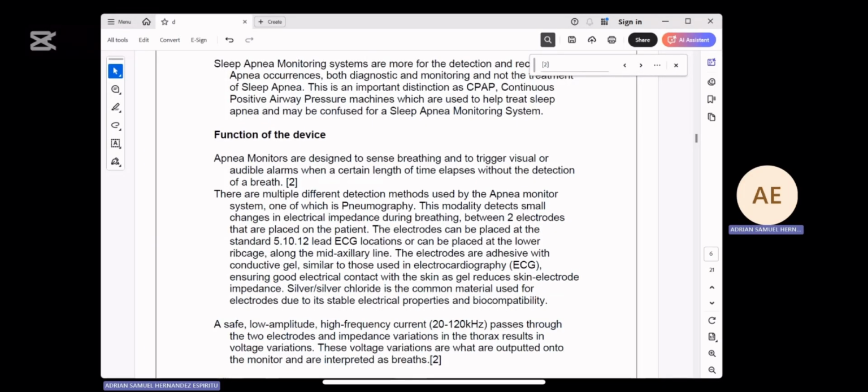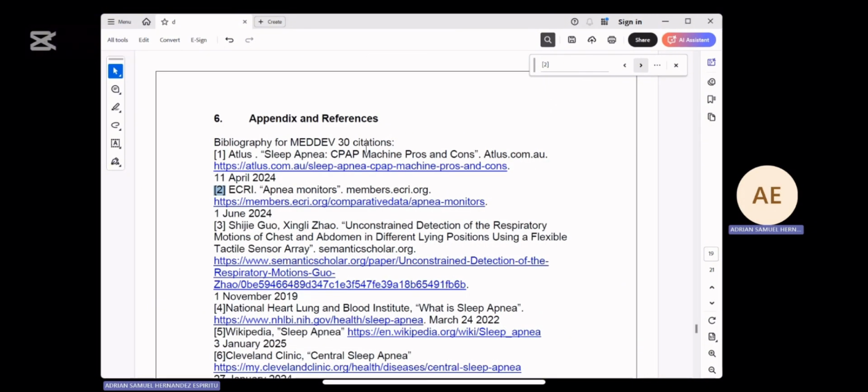The very first source I'd like to talk about is my source number 2. This source is very critical because this is a document done by ECRI, the Emergency Care Research Institute, which tells me more about sleep apnea monitoring systems, especially the principles of operations and reported problems. Along with this, their website gives me the ability to look at different models of the sleep apnea monitoring systems that were released at different times. For example, one that was released in the 90s and one that was released in the 2000s, and I can see the difference.